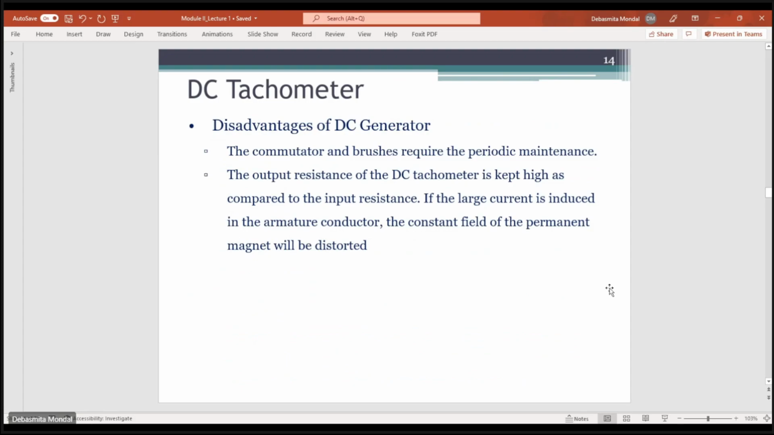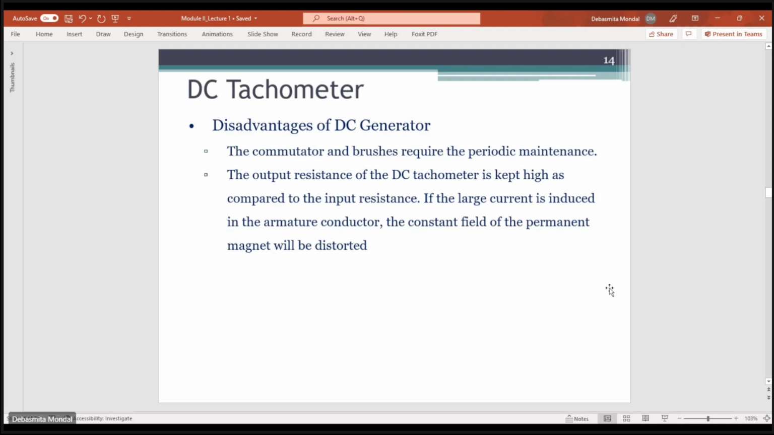Now this DC tachometer has certain disadvantages also. Even though the DC tachometer generator has linear characteristics and all, the problem is that since there is a commutator and brush mechanism, the commutator and brushes need maintenance. From time to time they need to be cleaned and maintained. So that maintenance cost becomes very high.